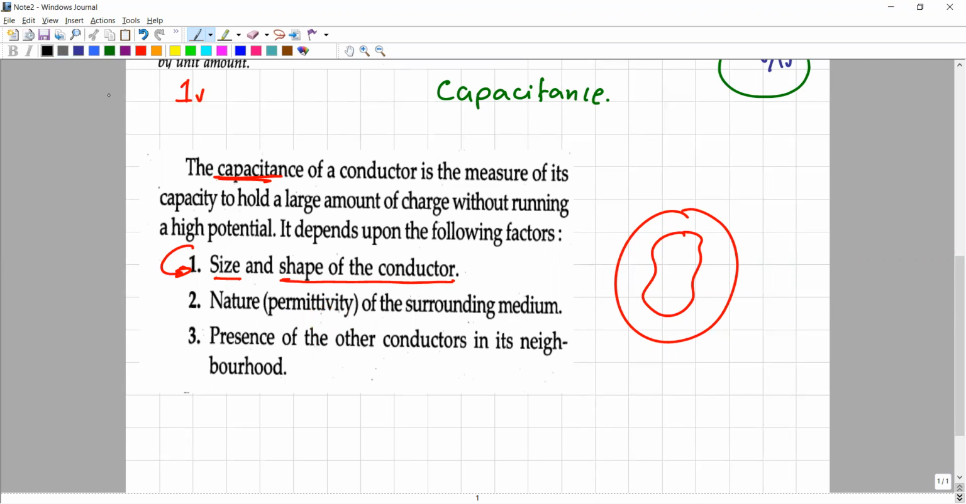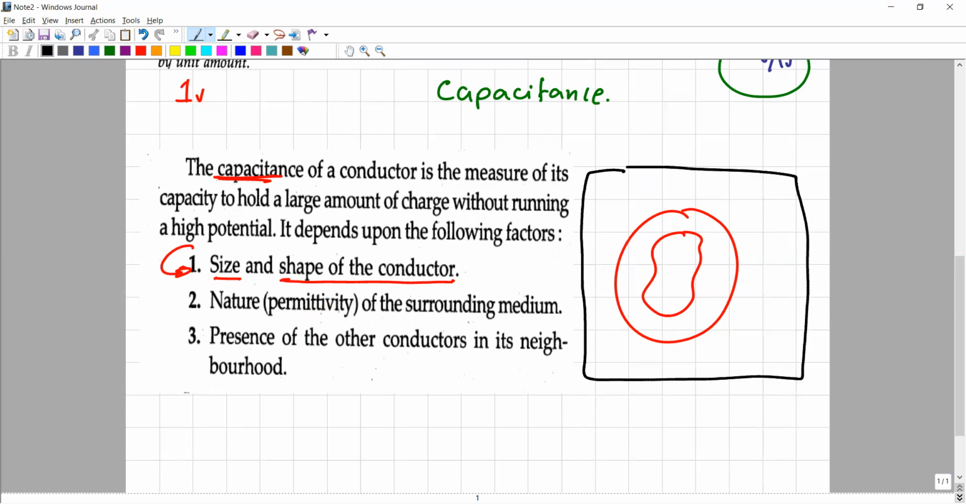Now here, if you think that this conductor is placed in a certain medium, which has a certain permittivity, then the capacitance of the medium would depend upon that permittivity also. And the next very interesting factor is the presence of other conductors.